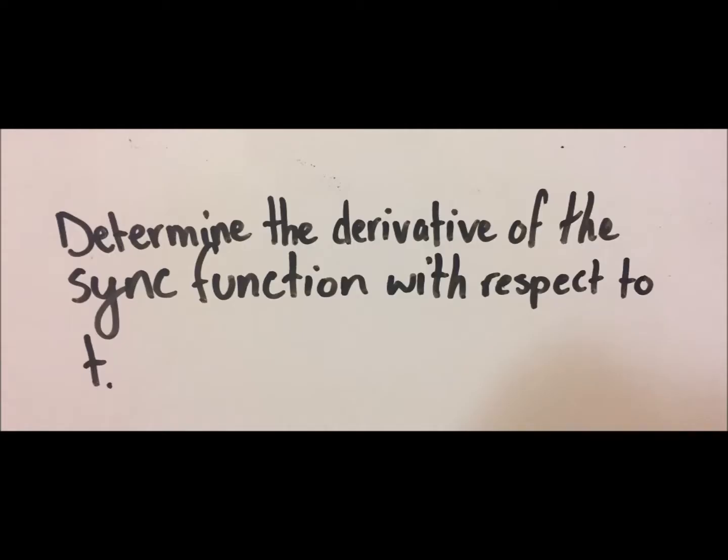The first part of the question asks for the derivative of the sync function. The derivative of an equation gives the instantaneous rate of change of a function at any point on the x-axis. To find this function's derivative, we can use derivative rules from Unit 2. The first derivative rule is the power rule.